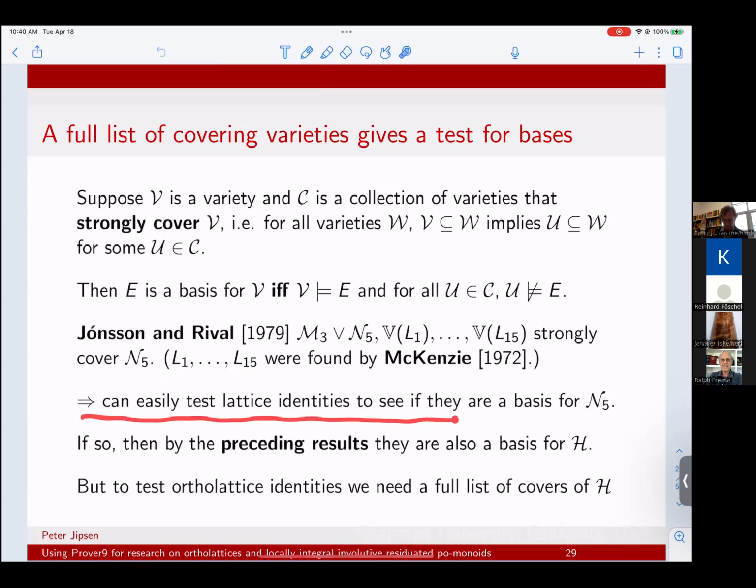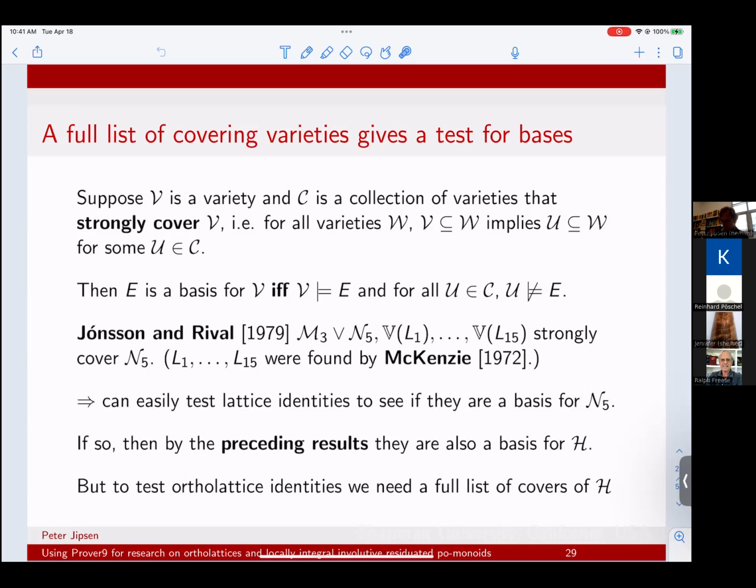is significant because once you have a complete list of covers, you can easily test if something is a basis for N5. And so Mackenzie's basis is not easy to work with, and neither is any other basis that I've looked at this point. But we can come up with lots of other bases. We just have to find something that holds in the pentagon, and it must fail in each of the covers.